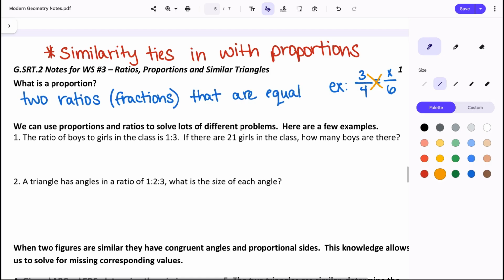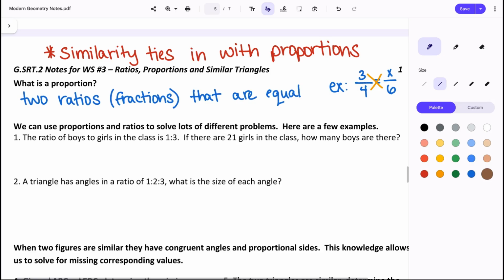Okay, so let's do an example. The first one says that the ratio of boys to girls in the class is 1:3. If there are 21 girls in the class, how many boys are there? Now, some of you might already be able to do this mentally because you can just work with these numbers, but there might be times where the numbers get a little bit harder and you can't just do it mentally, or you might be dealing with decimals or something in your problem.